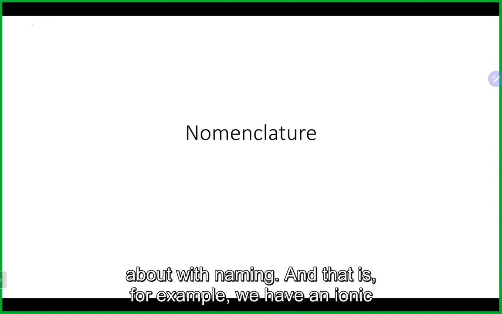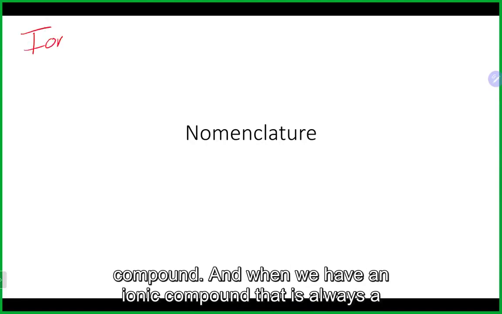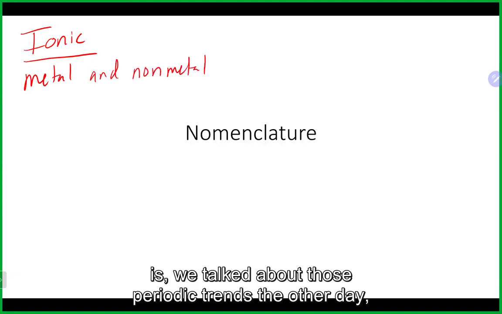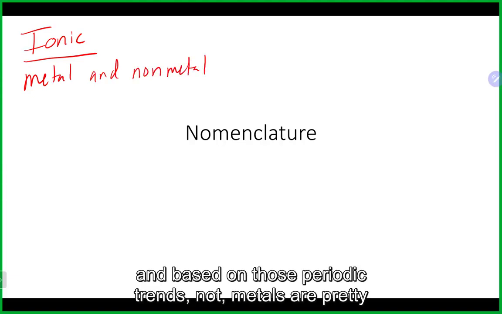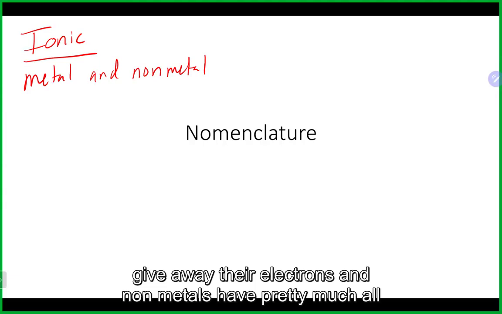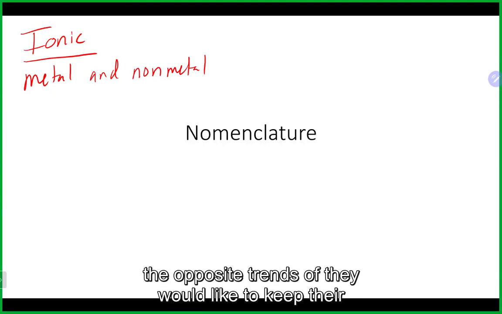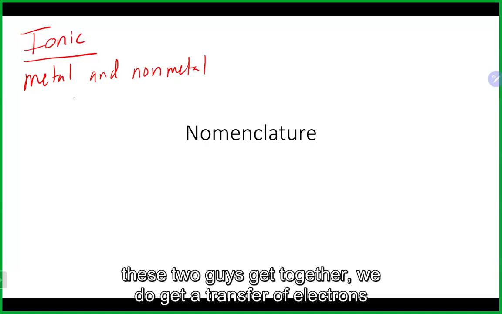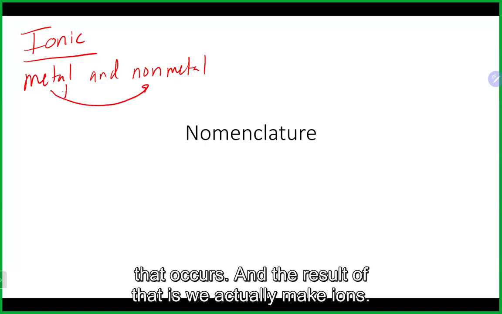And that is, for example, we have an ionic compound. And when we have an ionic compound, that is always a metal and a non-metal coming together. So the deal with that is we talked about those periodic trends the other day. And based on those periodic trends, metals are pretty much the ones that want to give away their electrons. And non-metals have pretty much all the opposite trends: they would like to keep their electrons and take other people's electrons. So when these two get together, we do get a transfer of electrons.